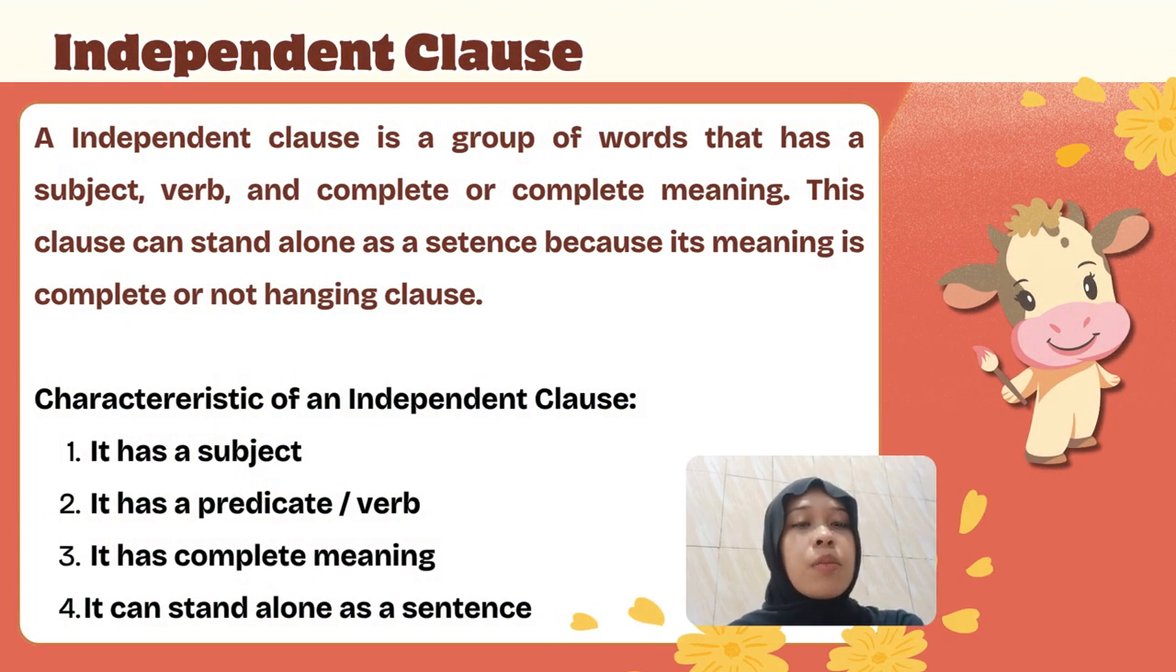In this slide, I will explain about independent clause. An independent clause is a group of words that has a subject, a verb, and a complete meaning. It means this clause can stand alone as a sentence because the idea is already clear. The characteristics of an independent clause are it has a subject, it has a verb or predicate, it has complete meaning, and it can stand alone as a sentence. So, the important point is when a clause already gives a full idea, it is called an independent clause.